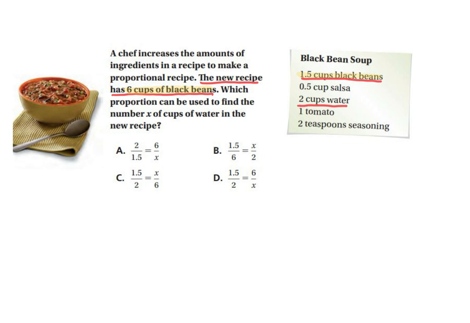So what I notice right away, 1.5 and 6 in A, those are opposite each other. 1.5 and 6, those are opposite of each other. 1.5 and 6, those are over each other. So it's going to have to be D. 1.5 and 6, those are representing the beans. And the 2 on the bottom, that is representing cups of water, which is right here in the original recipe.